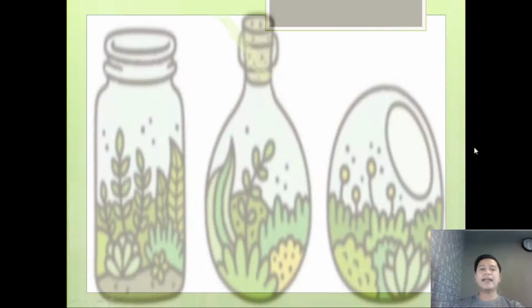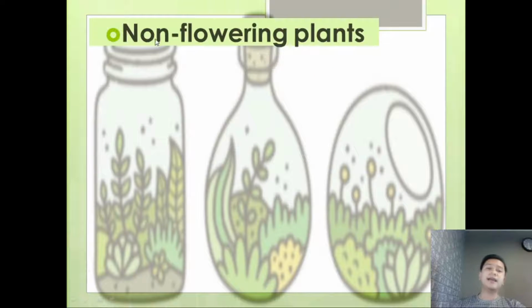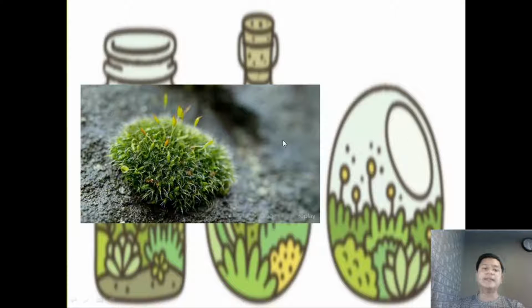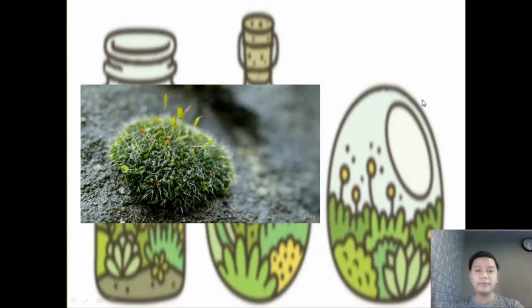The next one, non-flowering plants, do not produce flowers. These are plants that don't have flowers, and produce spores or cones to reproduce. So non-flowering plants produce spores or cones. These are examples of non-flowering plants.